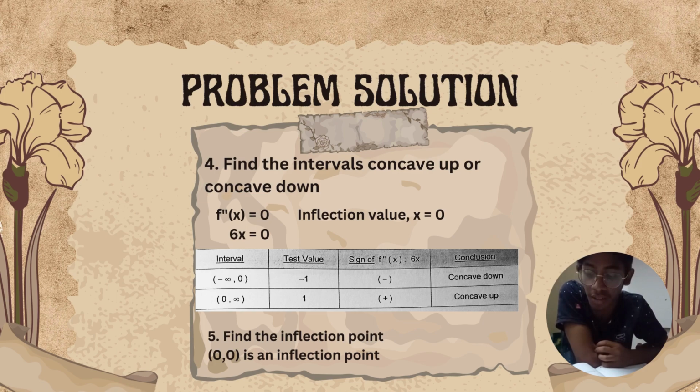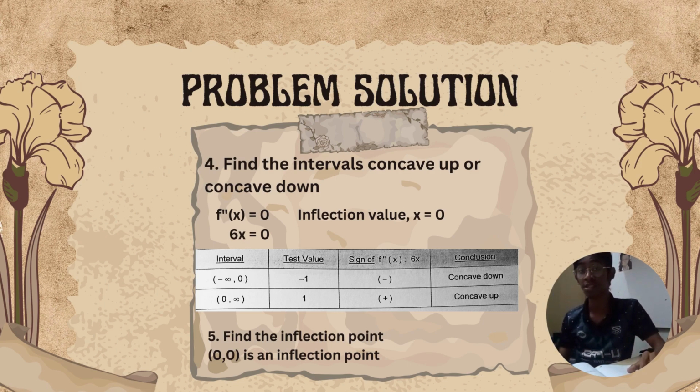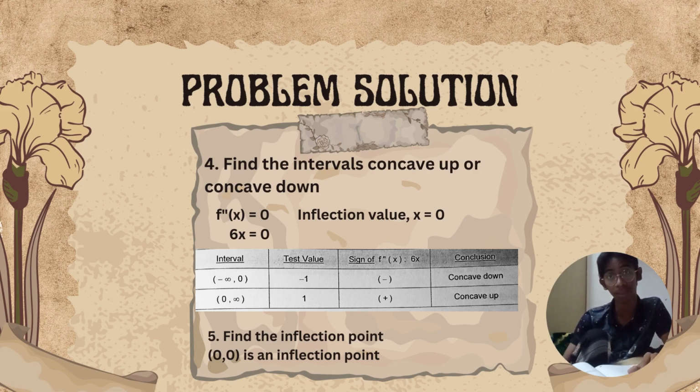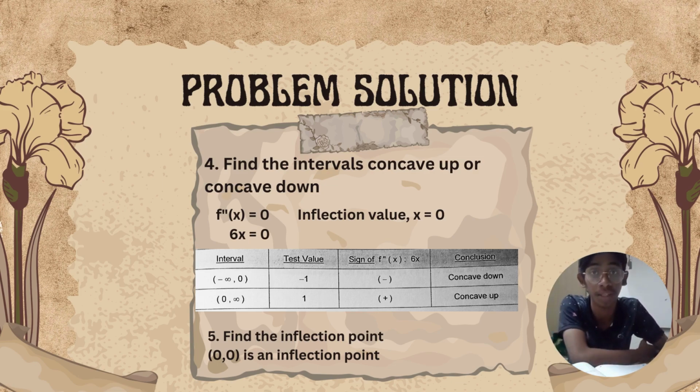Now that we got the inflection value, we can do the concavity test. Just like the interval, we can put a table to do the concavity test. It's just the same method. The first column is going to be the interval, the second column the test value, the third column the sign of f double prime x, which is 6x. But then we need to add one more column as a conclusion: either the graph is concave up or concave down.